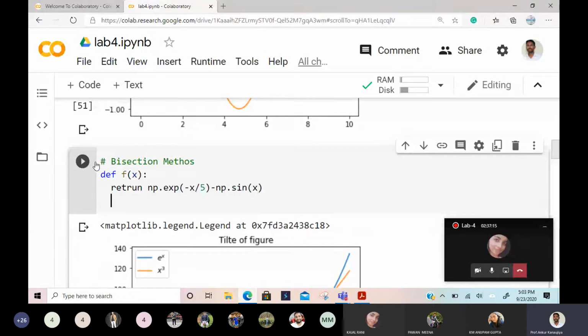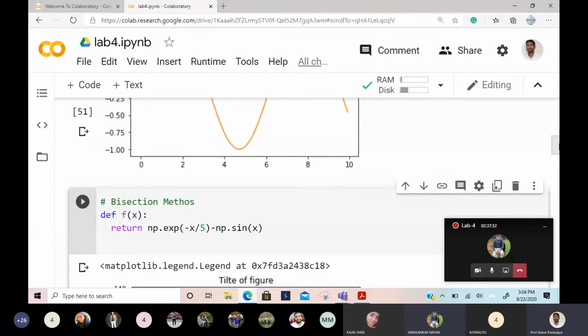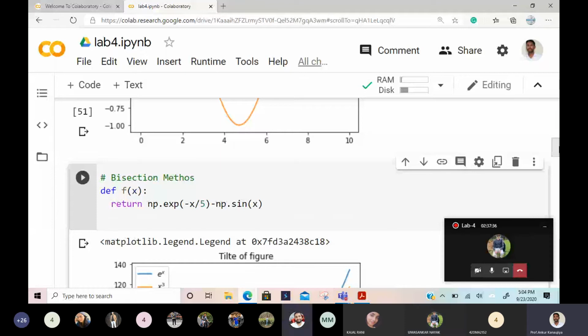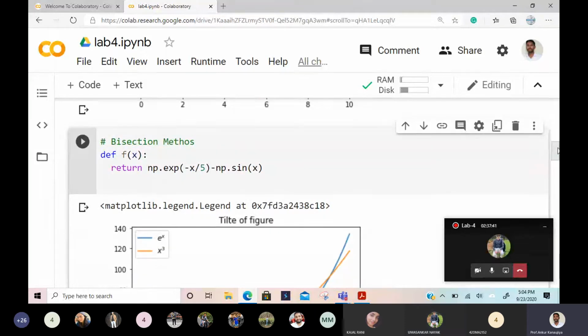Does anyone have any doubt, how I define the function? Yes. Sir, return return. Okay. Sir, spelling is wrong. Sir, if we draw the graph of np dot exp minus x by 5 minus np dot sin x, how can we conclude the root? Where it will cut the x-axis, those are roots. Simple. If you plot f(x) equal to 0, when it cuts the x-axis, that means f(x) equal to 0. Then you can conclude. Is that clear? Clear or not?